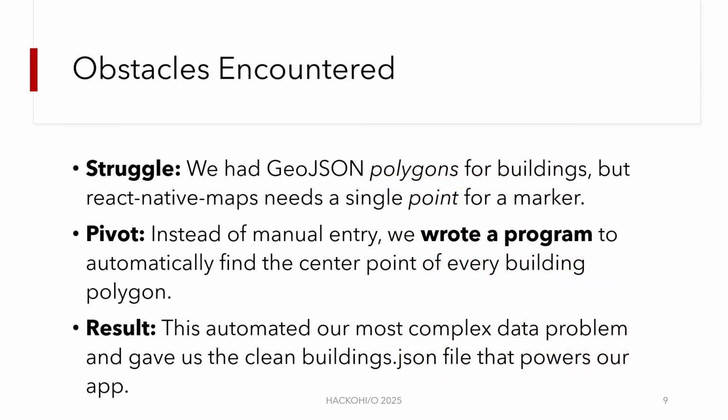A challenge we encountered was having the GeoJSON polygons for each building, but React Native Maps actually needs a single point, so we can put it on the map. Instead of manual entry, we wrote a program to automatically find the center point of every building polygon, which automated our most complex data problem and gave us the clean buildings.json file that powers our app.